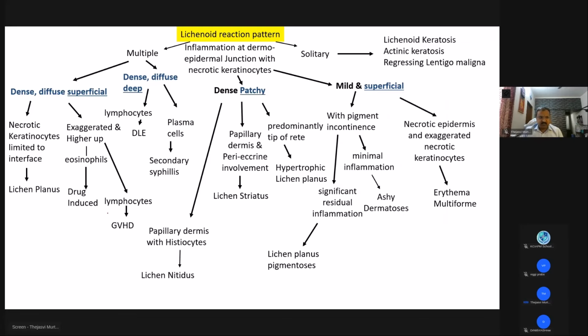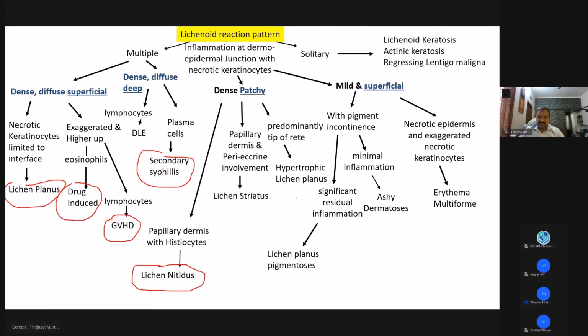What you have to remember is this: necrotic keratinocytes, dense, diffuse, superficial, your diagnosis is lichen planus. Exaggerated higher up with eosinophils is drug-induced lichenoid reaction. Exaggerated higher up with lymphocytes is GVHD. With plasma cells, it is secondary syphilis. So these are the diagnoses that you have to remember.